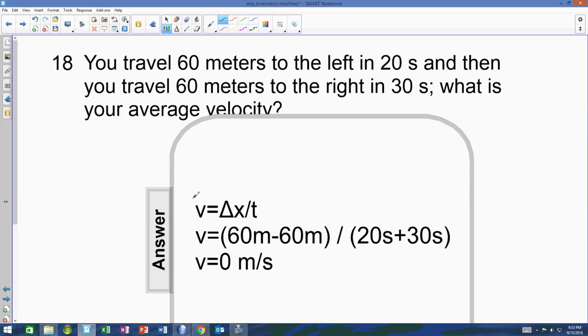Okay, so your velocity is equal to the displacement divided by the time. Your displacement is going to be 60 meters to the left and 60 meters to the right. So you take the final velocity, which is 60 meters I-hat, and then you have 60 meters going in the opposite direction. So when you add those together, what do you get? You get a zero displacement. Okay, so 60 meters I-hat minus 60 meters I-hat gives you 0. So the answer is 0.